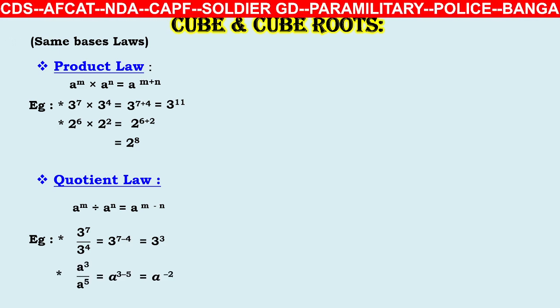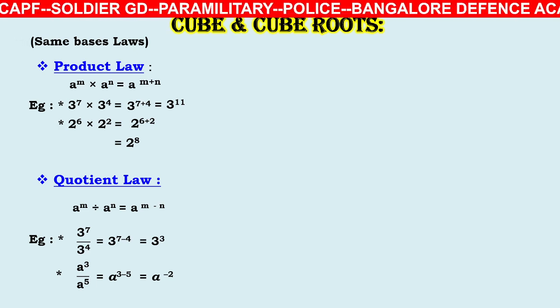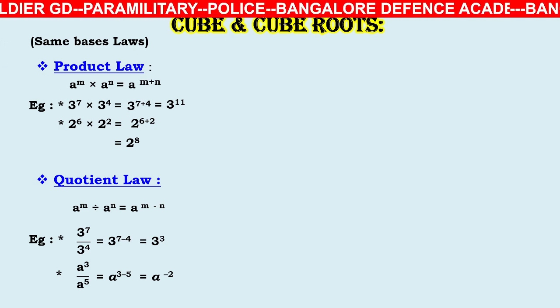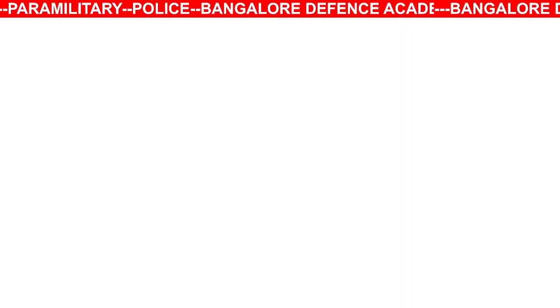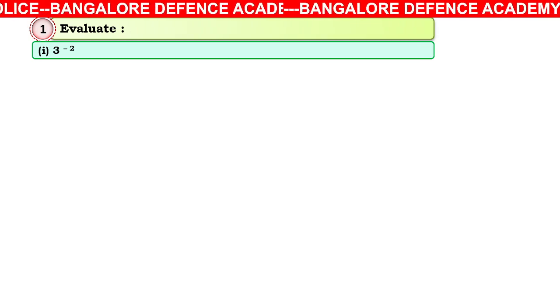Let us see the next example. Here a is the base and the powers are 3 and 5, but it is in division, so I am going to subtract. 3 minus 5 gives me a to the power of minus 2. Okay, next, problems. Let us directly go and solve the problems now.